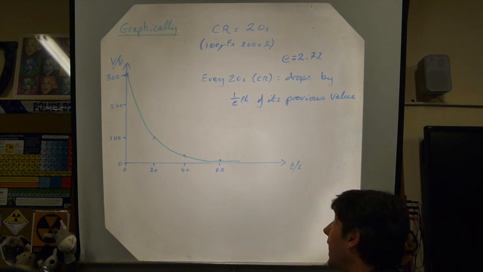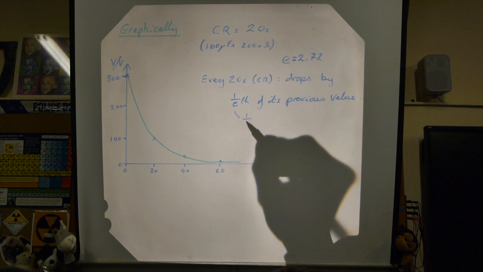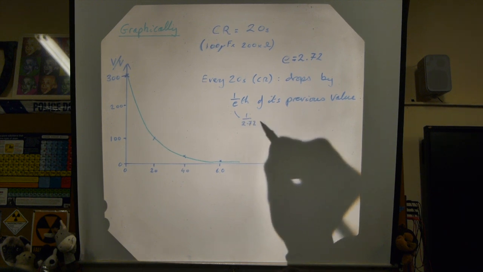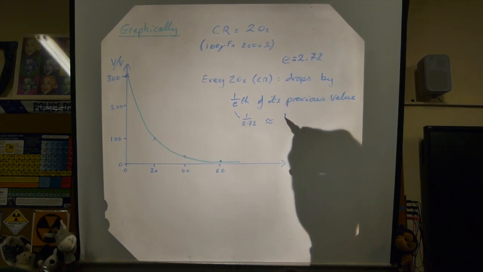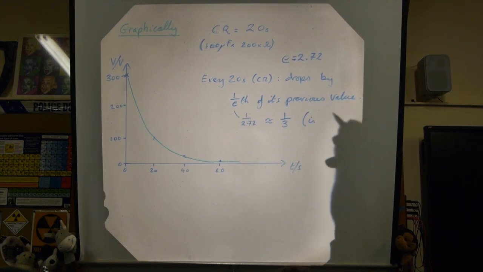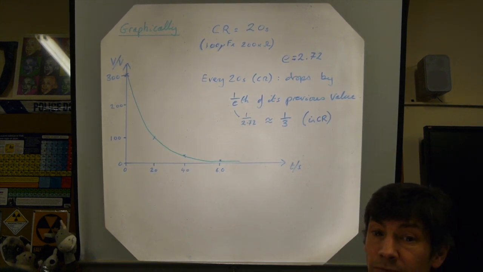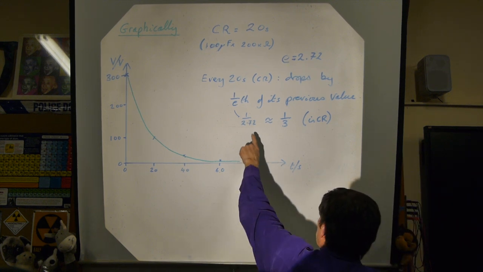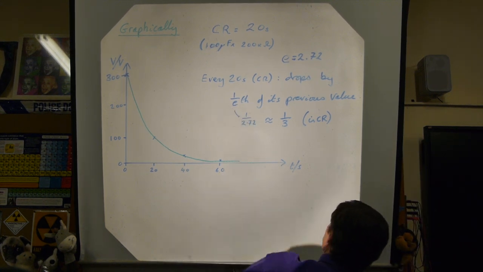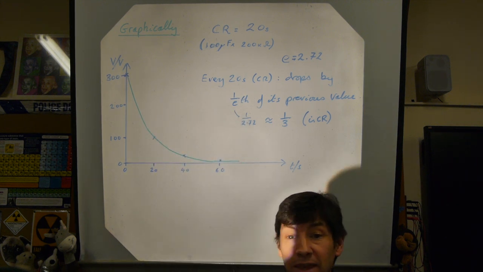So, and that is approximately 1/2.72, which is approximately a third of the value in the time period CR. Okay. This is 1/8, remember. So you can do that on your calculator. But I've done it in my head here, and I've just gone for a third to make life easy.